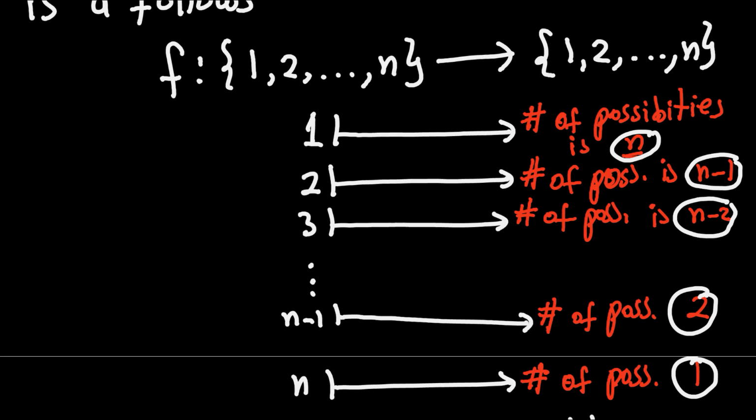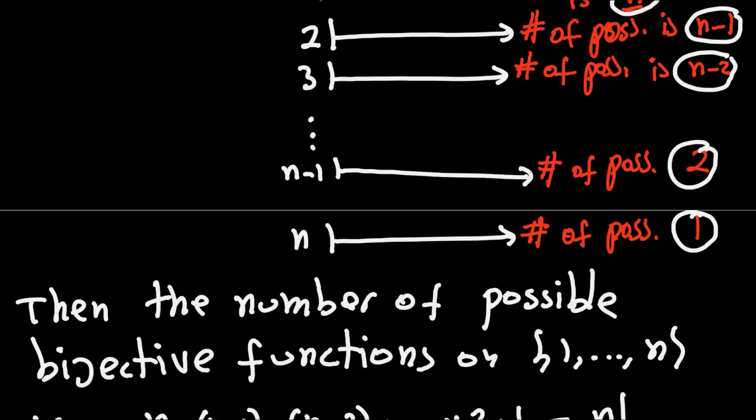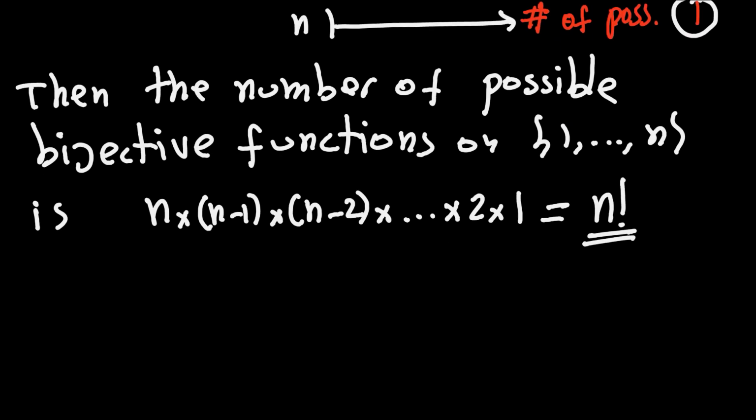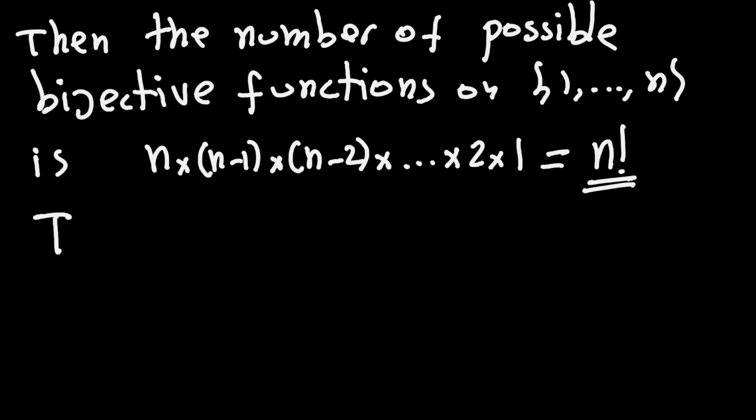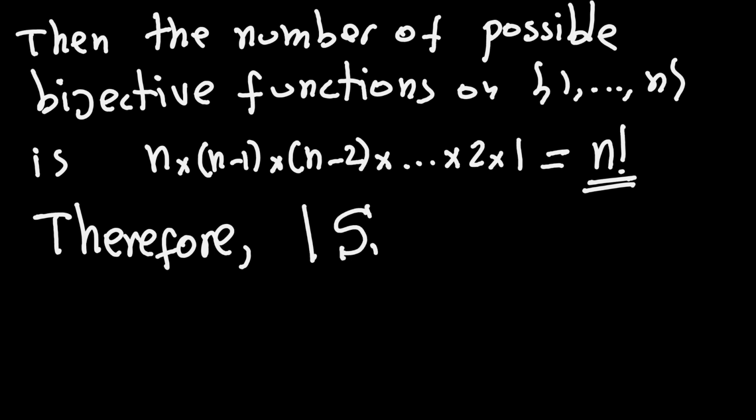Then that means that's the number of permutations. So let's write down the conclusion. Therefore, the number of elements in Sn, which is the collection of all the permutations on n elements, is n factorial. And that proves the theorem.